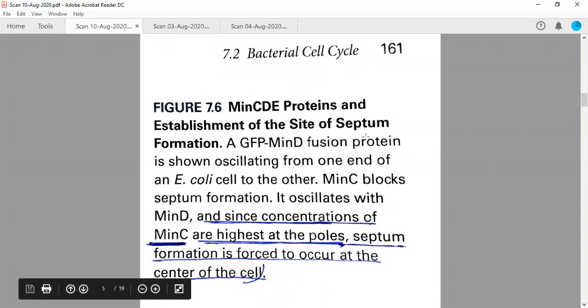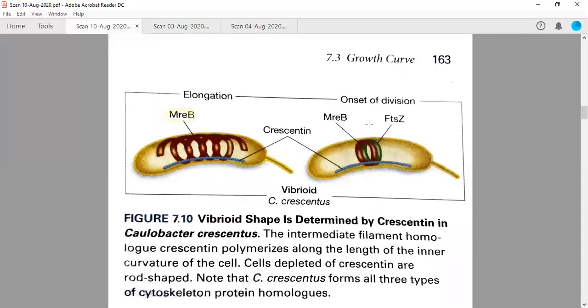Okay, so if this is a query, out of this complex, the main inhibitor of FtsZ septum formation is MinC actually. And because the concentration of MinC is high at the poles, it will not allow the formation of the FtsZ ring at the poles at all. Therefore, there is only a chance of formation of the FtsZ ring in the center of the cell, like this.